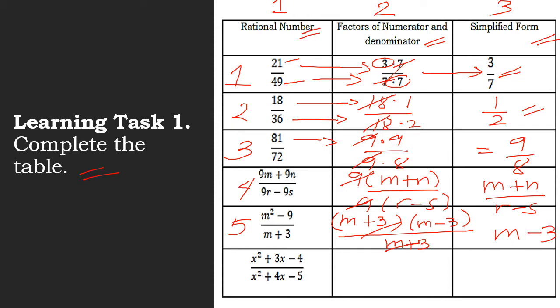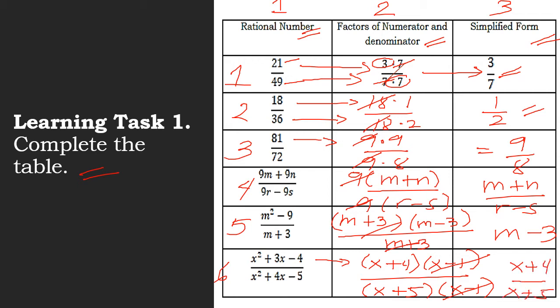Yan ay simplified form. Number 6, x squared plus 3x minus 4 over x squared plus 4x minus 5. Pag finactor natin yung numerator, that is x plus 4 times x minus 1 over x squared plus 4x minus 5. Pag finactor, x plus 5 times x minus 1. So, kung mapapansin nyo, parehas yung x minus 1 sa numerator at denominator cancelled. So, final answer, x plus 4 over x plus 5.